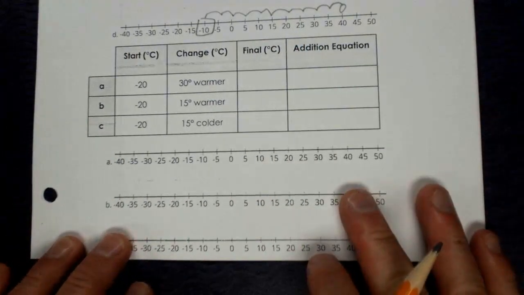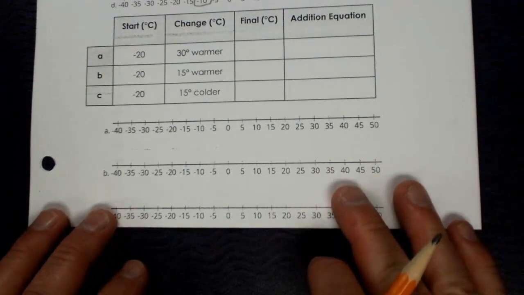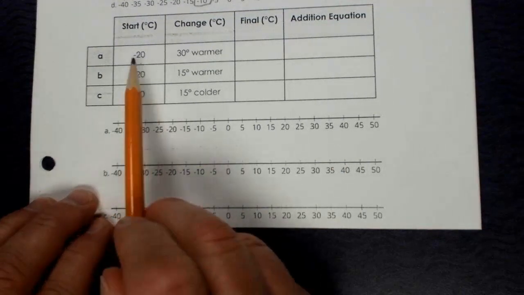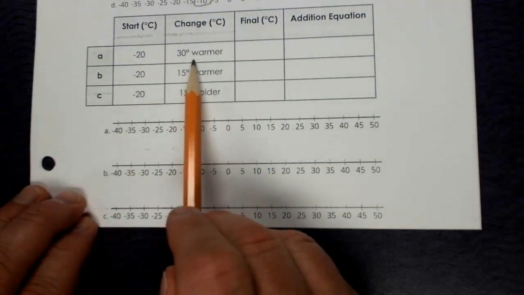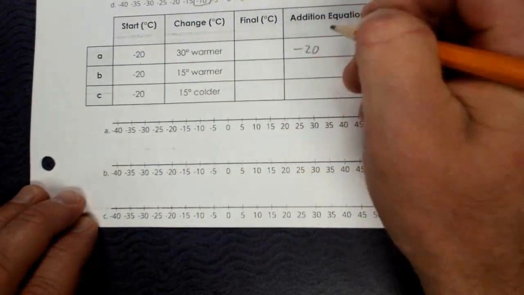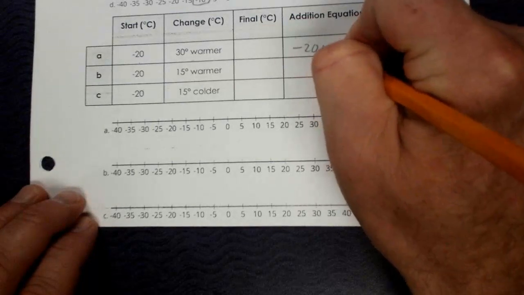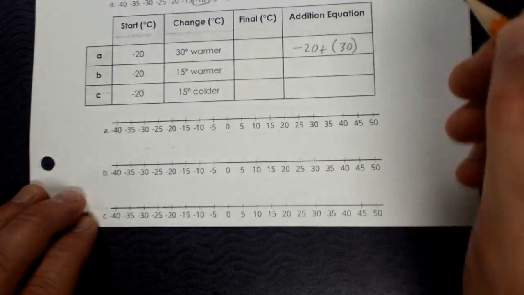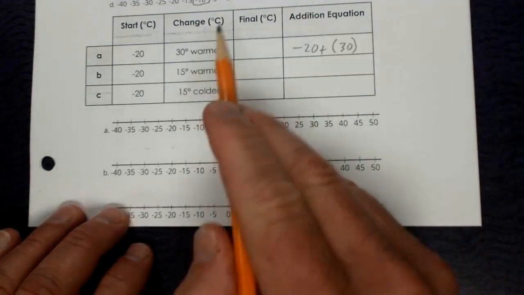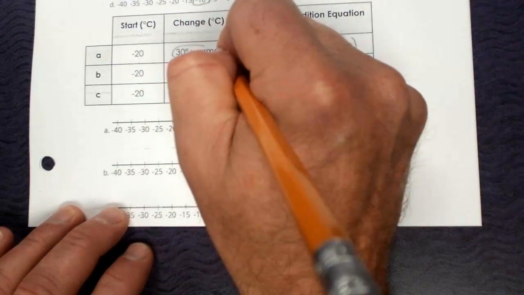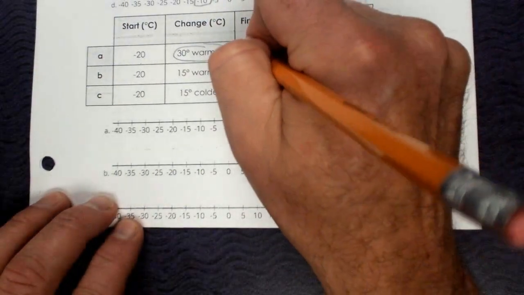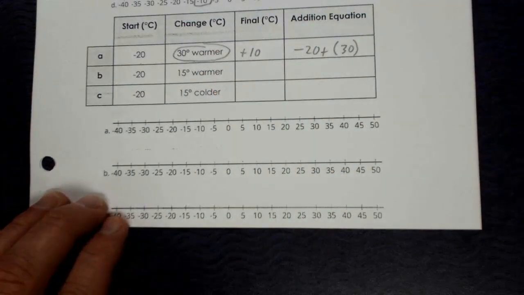Let's go down to the second table. Okay, same situation, a little bit different numbers. We're starting at negative 20 this time. It's getting 20 degrees warmer. I'm going to write the equation a little bit different. Sometimes they want you to put it in the parentheses, or sometimes they don't. So there's my starting point. I'm getting warmer, so that means I'm adding. So what's that final temperature going to be? Plus 10, positive 10.